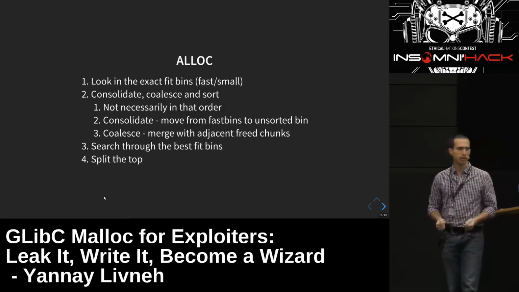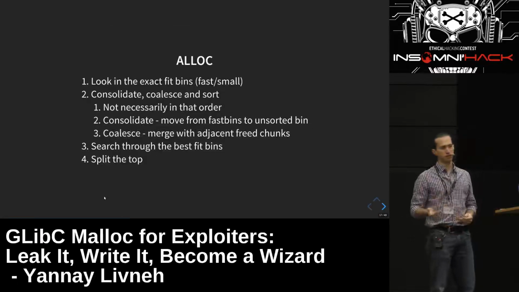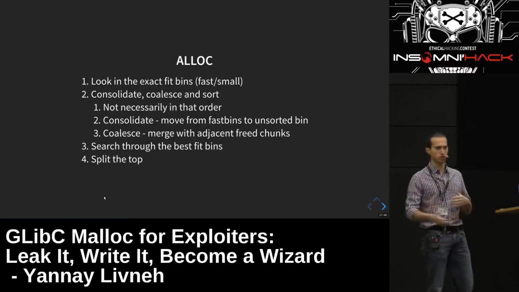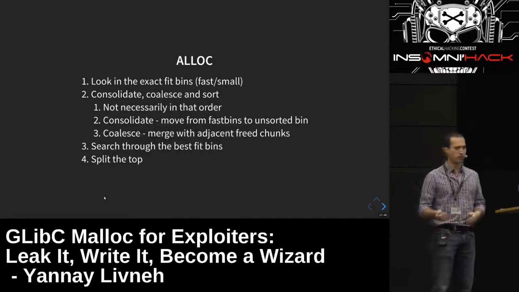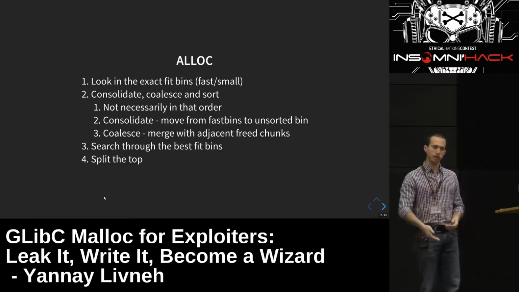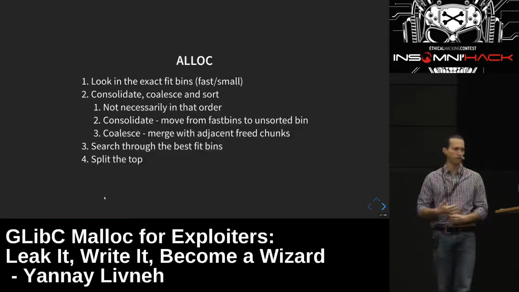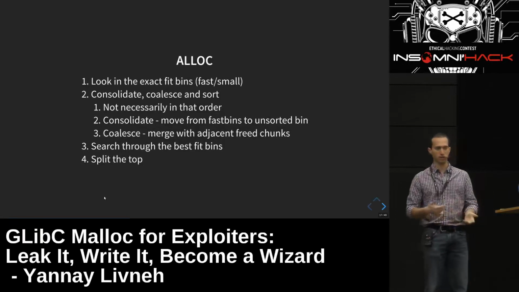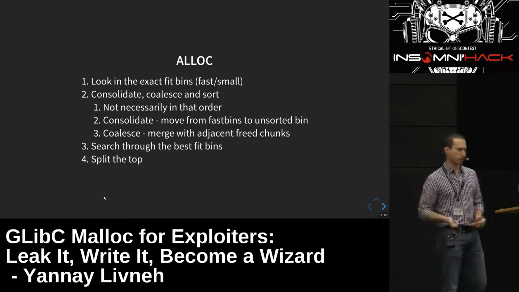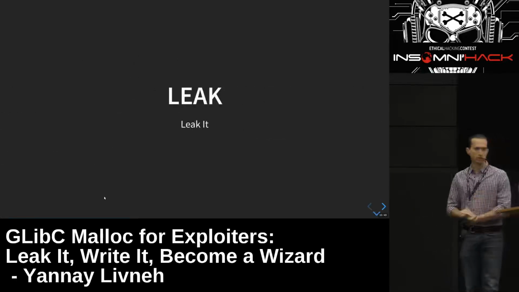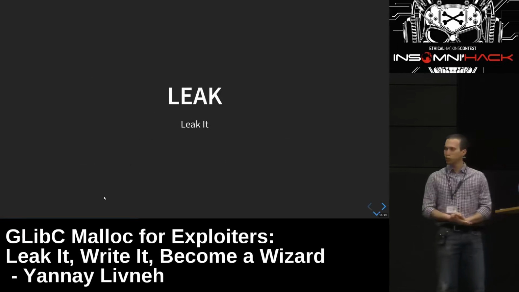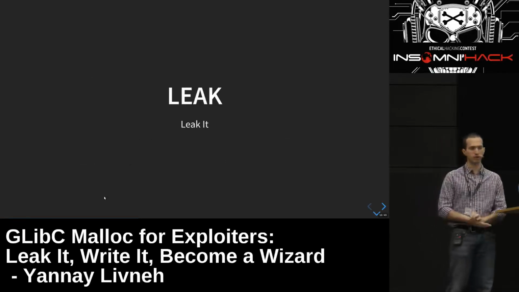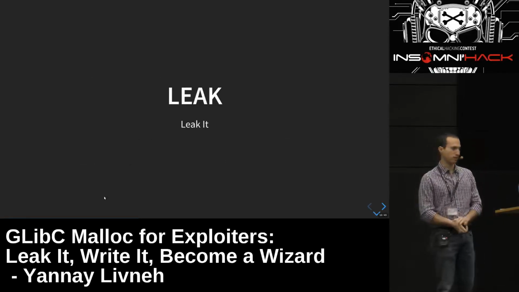Alloc is a bit more complicated, but what you're doing is looking for exact fit bins. If you don't find it, you start to merge it, coalesce it, throw it around, sort it, put it in the right bin. Then you're looking again for an exact fit. And if you cannot find an exact fit, you're looking for best fit. If you don't find a best fit, something that can serve the allocation request, you're splitting the top. You're splitting the wilderness. Okay, so that was the internals very briefly. If you really want to know more, you can read the code or GLibC Malloc internals. I really recommend it.